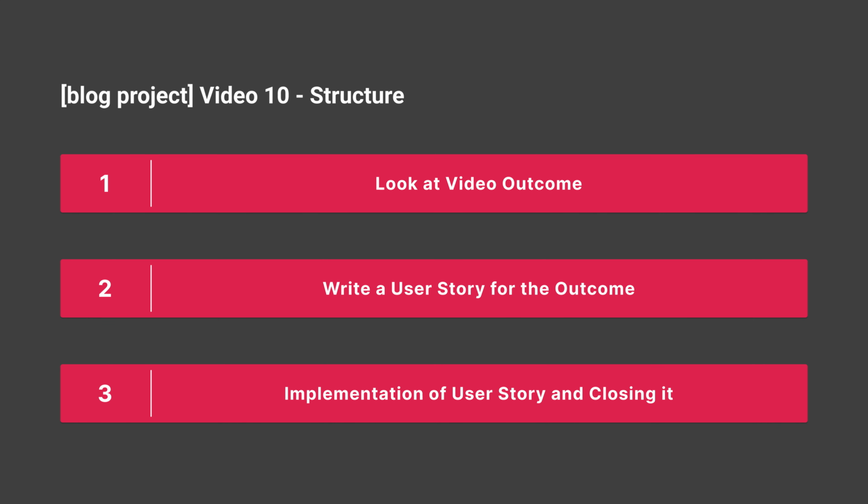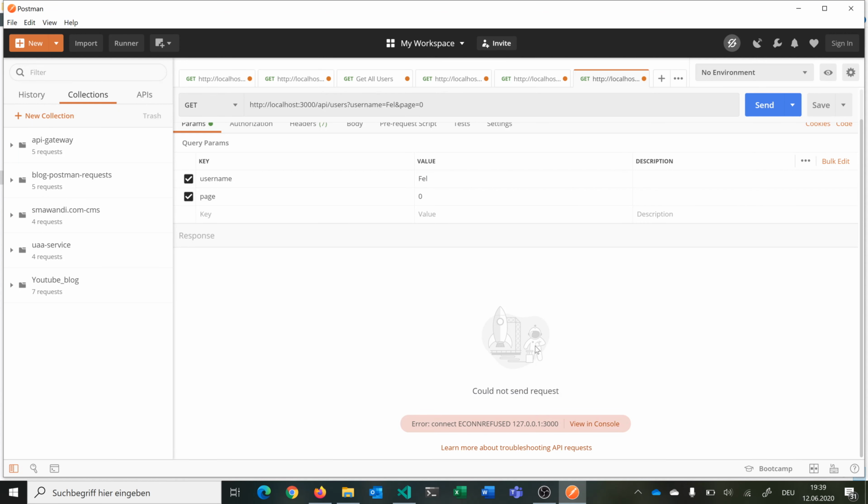So the structure of the video is as follows, or as always. We will first have a look at our video outcome, then have a look at our story, then we implement our story, and then we will close it later. So in this video we are expanding our users endpoint. That's a paginating endpoint which takes the query parameters page and limit.